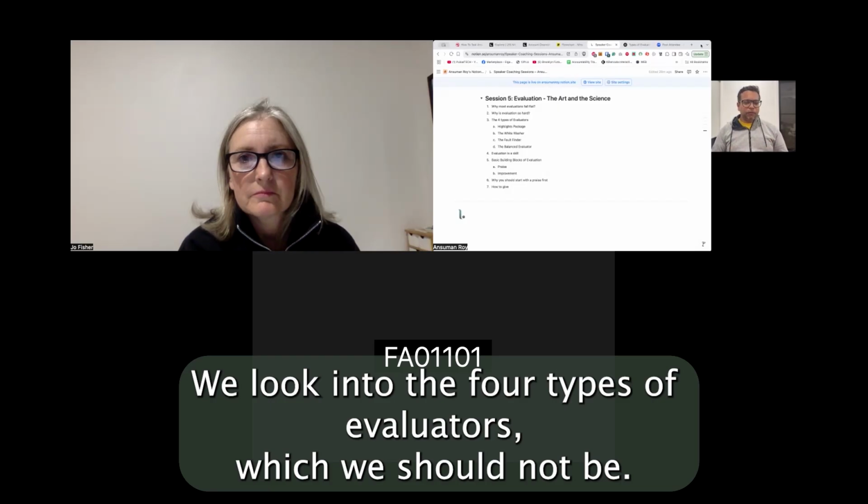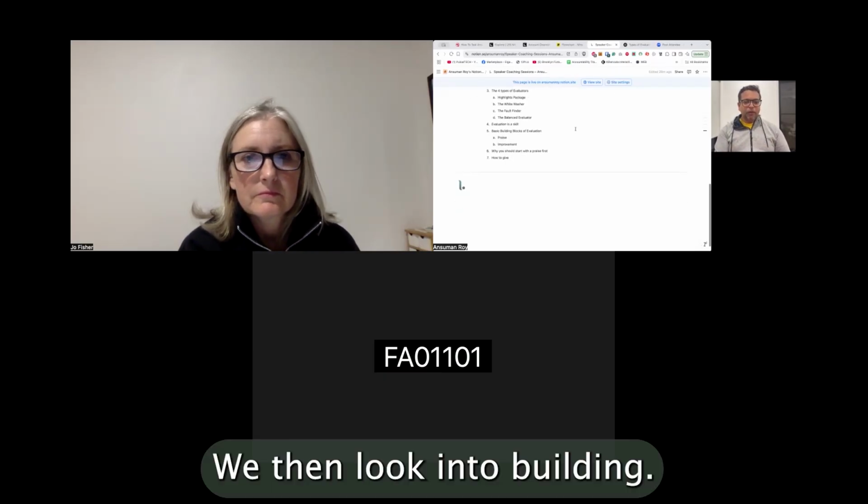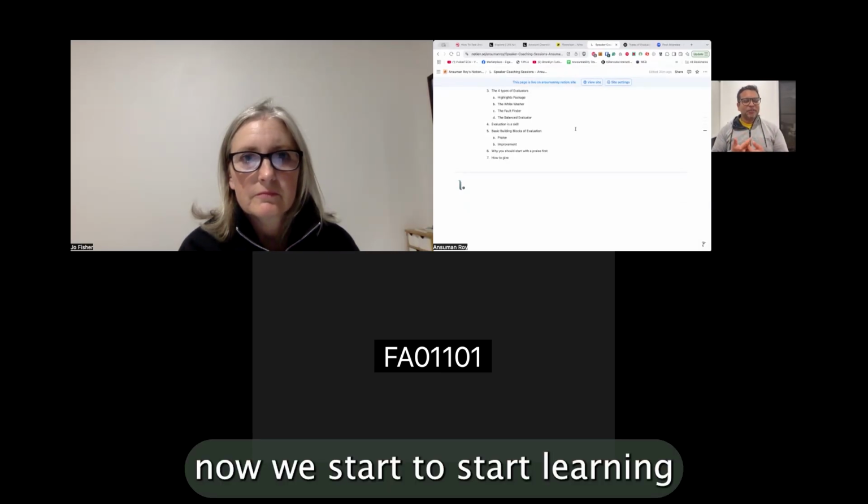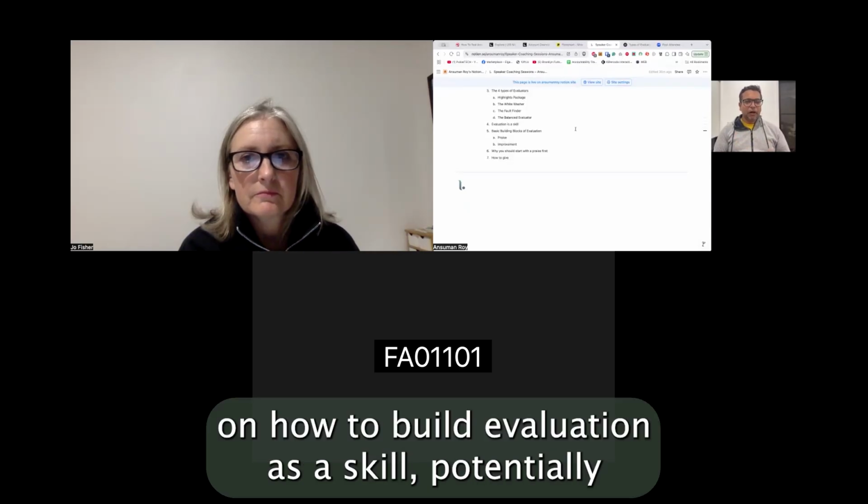We look into the four types of evaluators which we should not be. We then look into building, once we know what not to become. Now we start learning how to build evaluation as a skill.